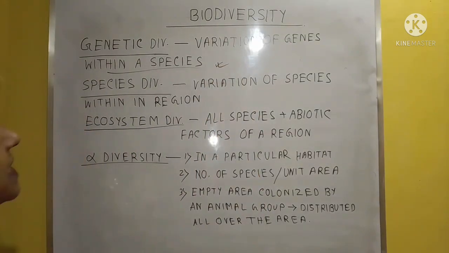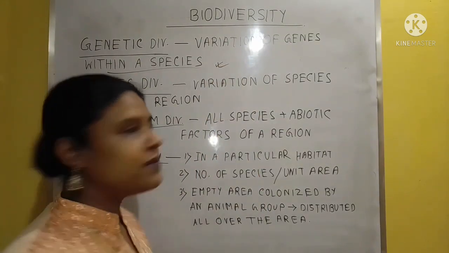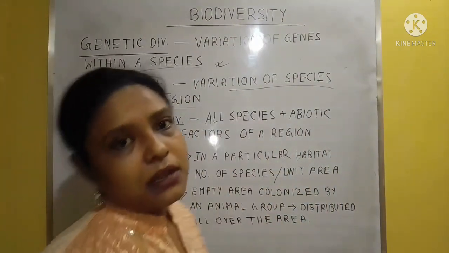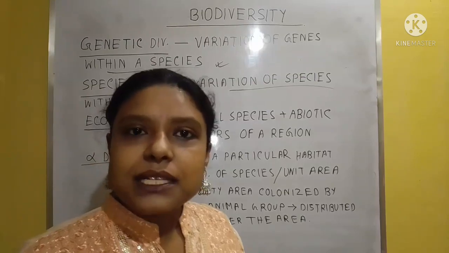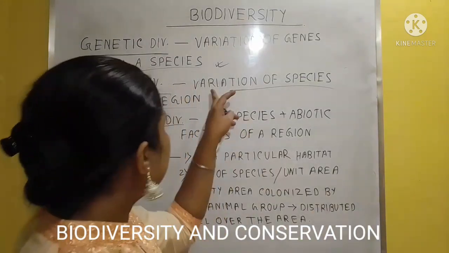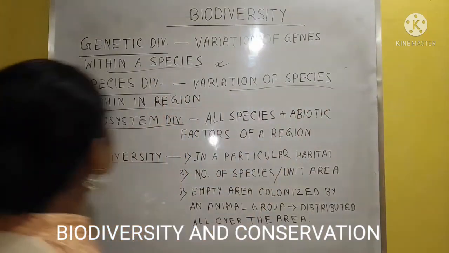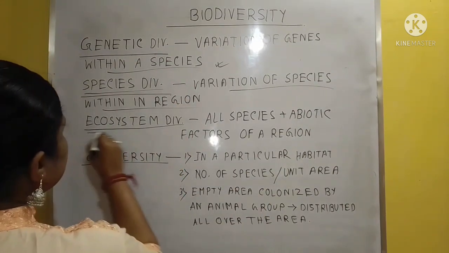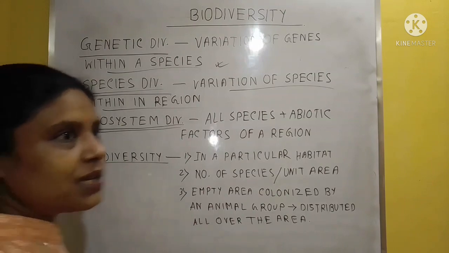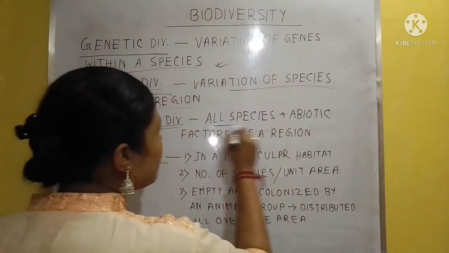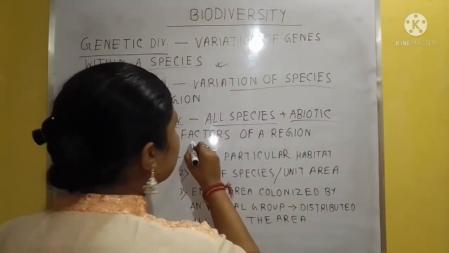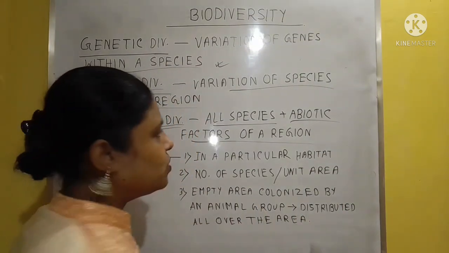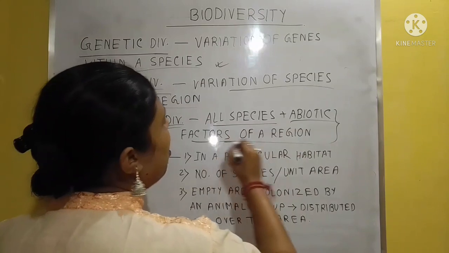The second one is species diversity. What is species diversity? Variation of the species within a region. In a region, there are different kinds of species. This variation of the species is known as species diversity. Okay. The third one is ecosystem diversity. What is ecosystem diversity? All species plus the abiotic factors of a region. All species and also the abiotic factors of a region.